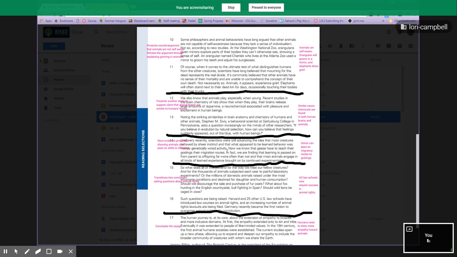And there's no evidence to back this up. Maybe that's why it is here. Notice that there's no study mentioned here. He just says scientists were still advancing the idea that most creatures behave by sheer instinct. Now we know that geese have to teach their goslings their migration routes. How do you know? There's no study here. We don't know the difference.